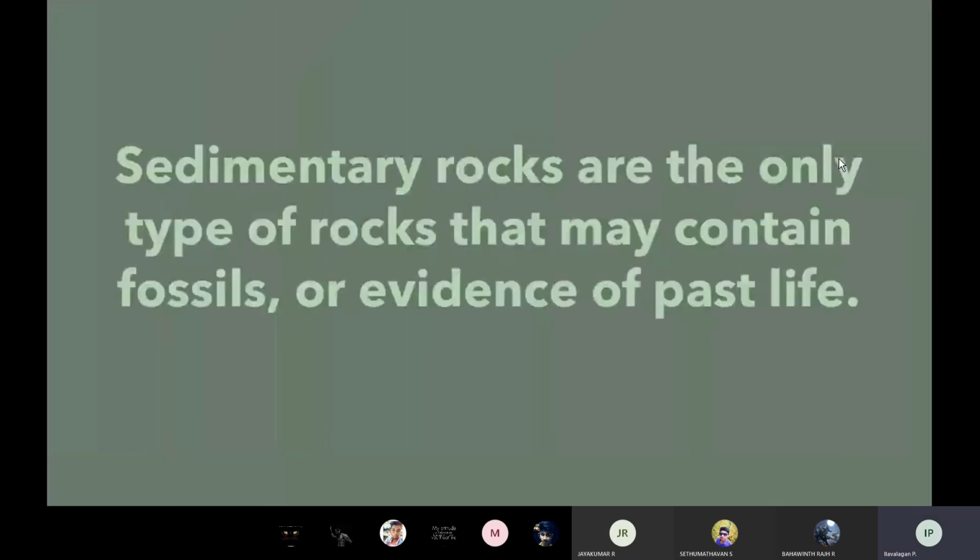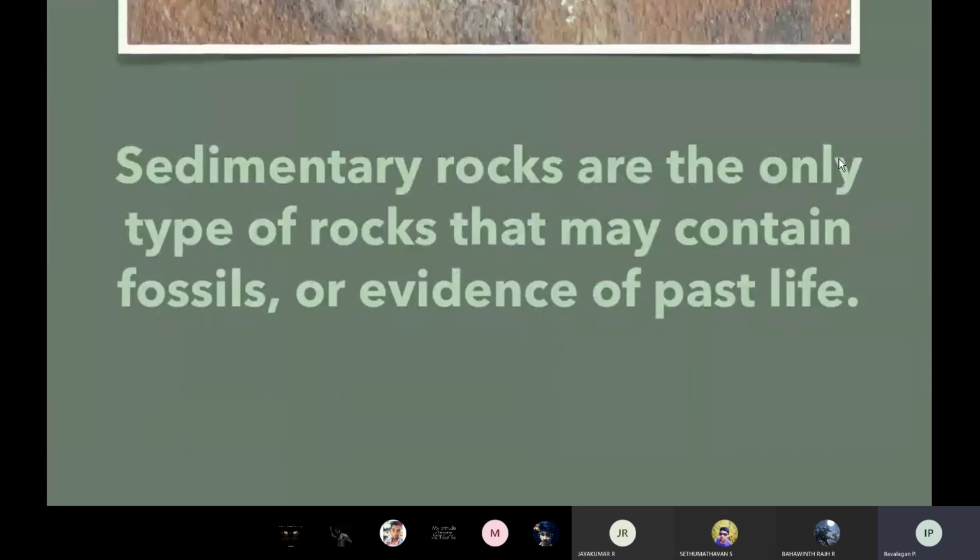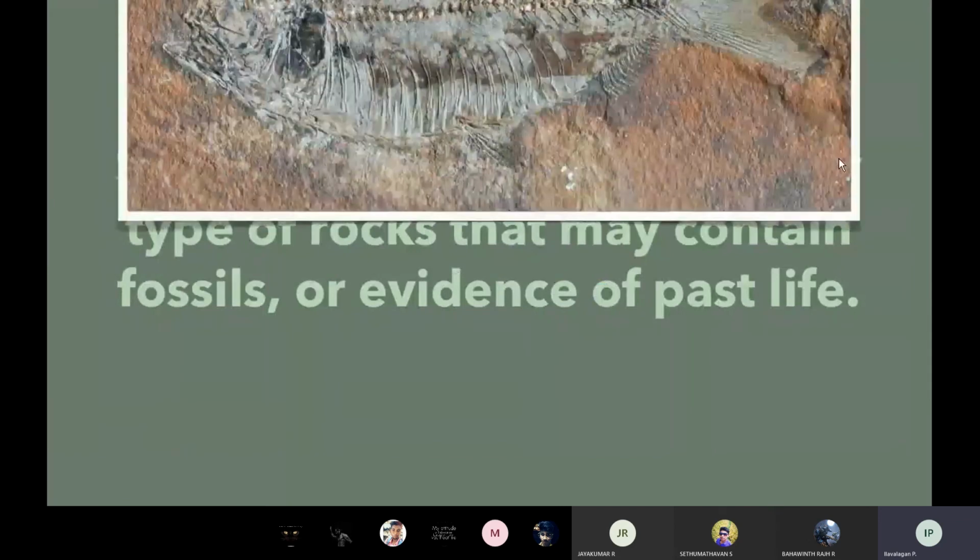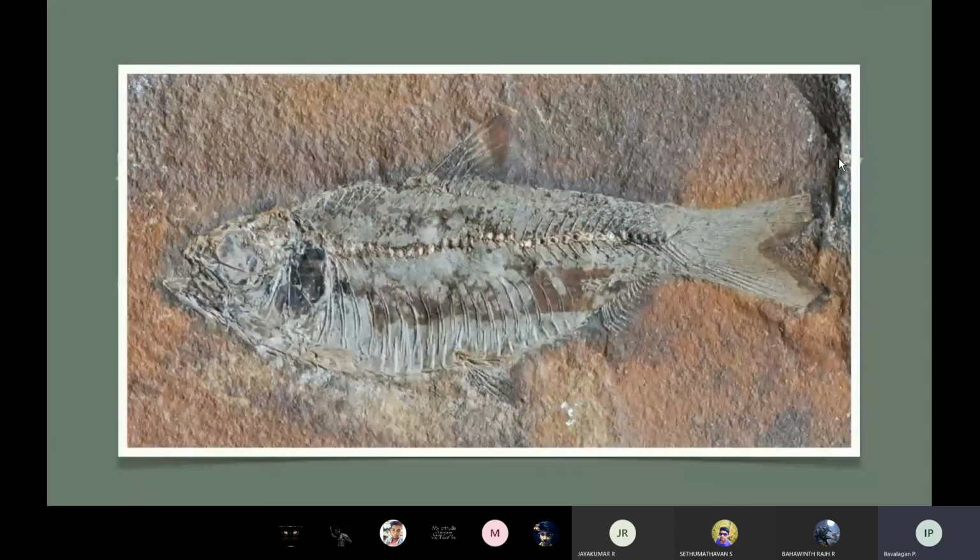One more key note about sedimentary rocks is that they're the only type of rock that may contain fossils or evidence of past life. So if you see a rock with a fossil in it, you know automatically it must be a sedimentary rock. The reason being, the processes that involve the formation of igneous and metamorphic rocks involve a lot of heat and or pressure. And so these processes would destroy any fossils that existed. Therefore, the only type of rocks that really commonly contain fossils are sedimentary rocks.